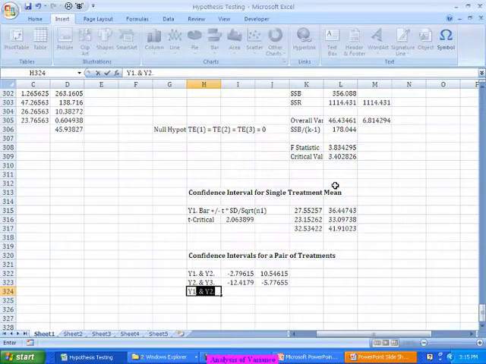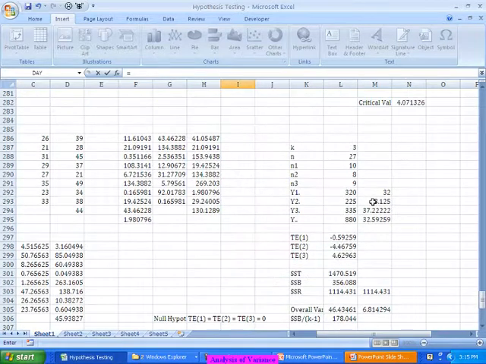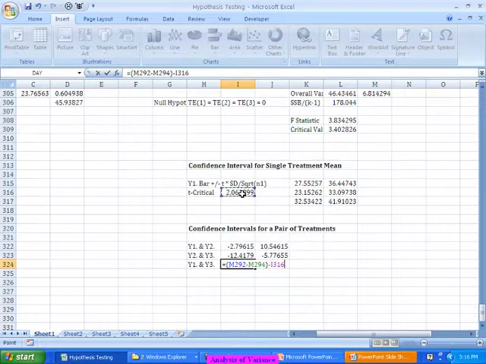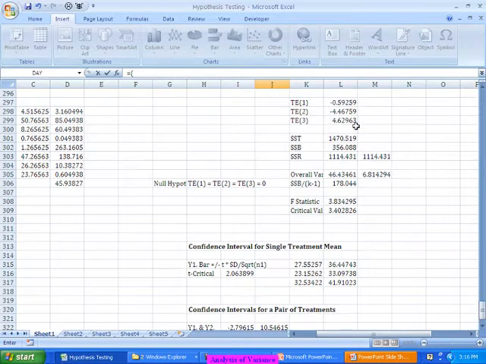The same logic if I do y1 dot and y3 dot. All the pairs I can do this kind of analysis, wherein I am looking at y1 dot minus y3 dot minus 2.06 times the standard error times 1 by 10 plus 1 by 9. So the minimum side is minus 8.19, whereas what is the maximum side?